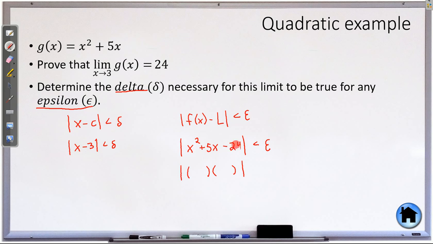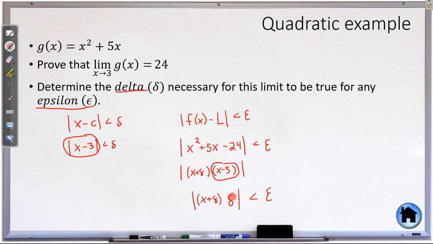So what numbers multiply to be negative 24 and add to be positive 5? x plus 8, x minus 3. All right, so this here, just like last time, is the same as this over here. And so that is going to become delta. And yes, we still have our absolute values here, is less than epsilon.